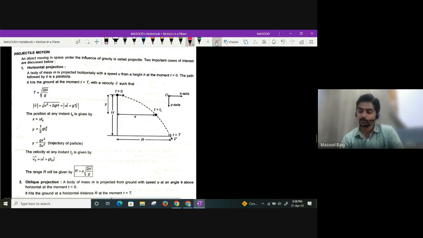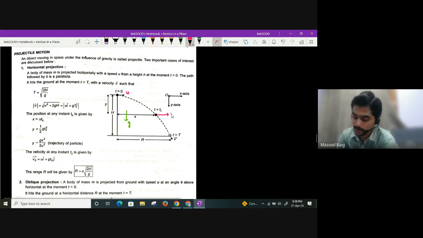Now, what is the meaning of horizontal projection? Here, an object is given a speed horizontally from a certain height. Okay, so t is equal to 0. As soon as it leaves this contact, will it be moving under the effect of gravity or not? Yes or no, all of you? So is there any acceleration in x direction? No acceleration in x direction. It means velocity in x direction will remain constant.